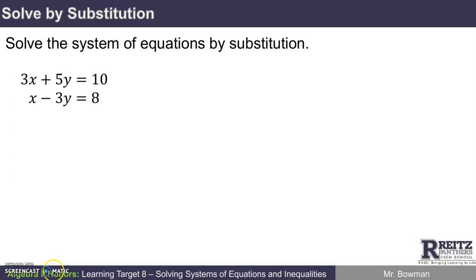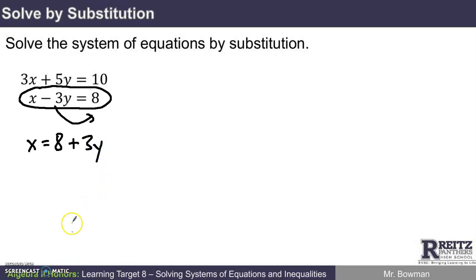Here's another one that we want to solve by substitution. There is something different about this one. The different thing is that neither one of those equations is already solved for one of the variables. But when I look at this equation here, the second one, I see that I think I could solve that one for x pretty easily. If I simply took the negative 3y and made it a positive 3y on the other side.